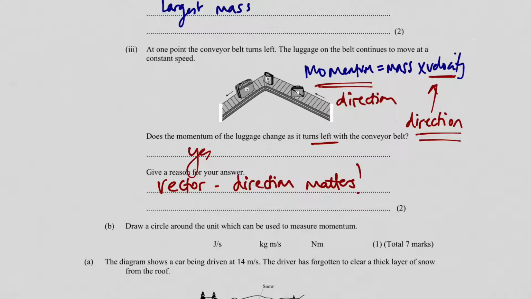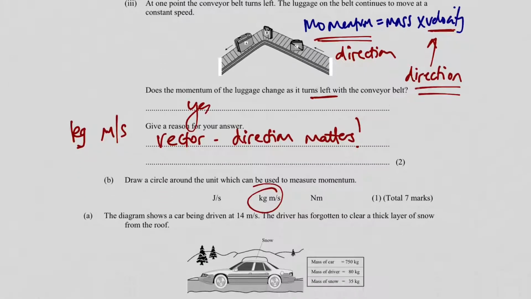And draw a circle around the unit which can be used to measure momentum. Well, again, refer back to the equation. So we know that momentum is mass, measured in kilograms, times velocity, measured in meters per second. So get rid of the multiplication sign. So there are our units for momentum.